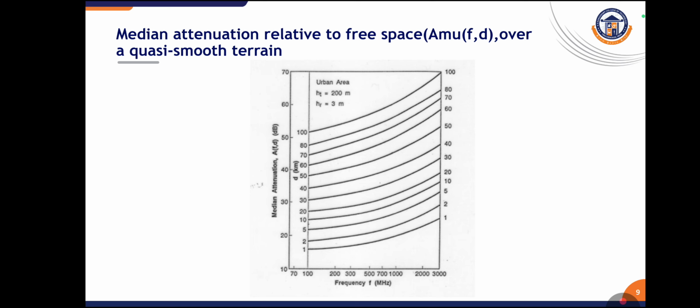And this is the graph of median attenuation relative to free space over quasi-smooth terrain, obtained for various frequencies. By measuring the frequencies, ranging from 100 to 3000 megahertz, we obtain the median attenuation, which increases in the urban area. The median attenuation increases with distance in kilometers, and the frequency can also be increased. So the median attenuation can be calculated based on the frequency and the distance measured between the base station and the mobile antenna.